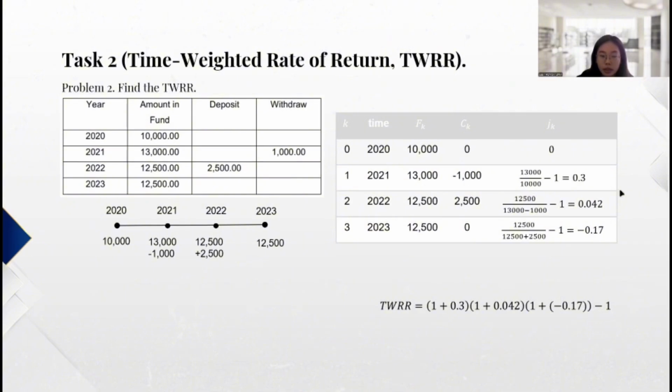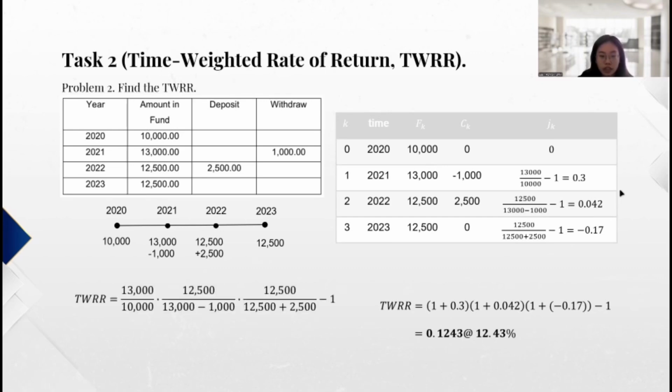Next, we calculate the TWRR using the compounded returns. We will get 0.1243. Again, let's check with the alternative calculation shown. We will get TWRR equals 0.1285, 12.85%.